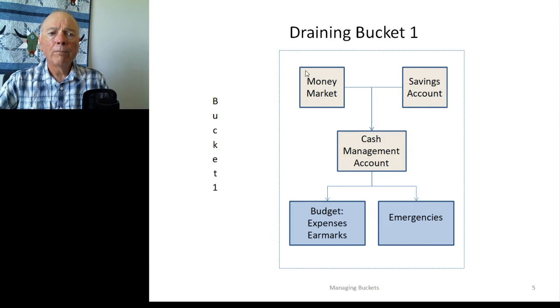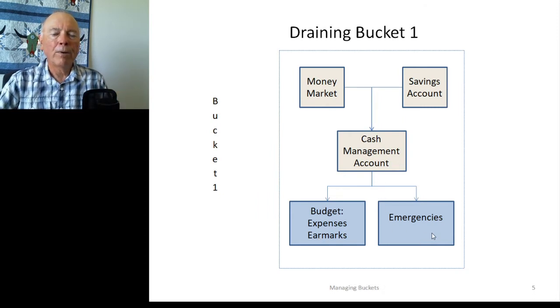In this example, bucket 1 contains money market funds, a savings account, and a checking account. And out of that checking account comes spending for your living expenses from your budget and earmarks. And earmarks are another way of saying making sure your budget contains money that is set aside for special one-time expenditures. For example, a home remodel project, a new vehicle, a home repair, a vacation, something like that, where you put it in your budget for the budget cycle to make sure you have the cash on hand to actually go ahead and spend it on those earmarks, as well as your living expenses.